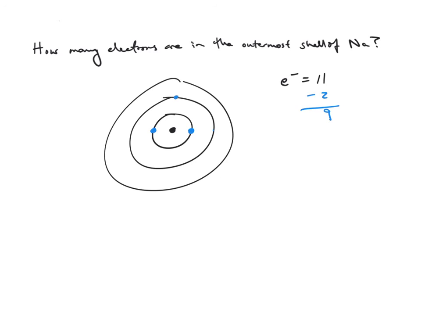So that's going to have 1, 2, 3, 4, 5, 6, 7, 8. And notice how I drew them in pairs, after I had drawn each one separate. We'll learn more about that later on, but that's okay for right now. Meaning I have 1 left. So the last electron goes in the outermost shell. If the question asks how many electrons are in the outermost shell of sodium, the answer is 1, because we filled up all of the inner shells with the previous 10.